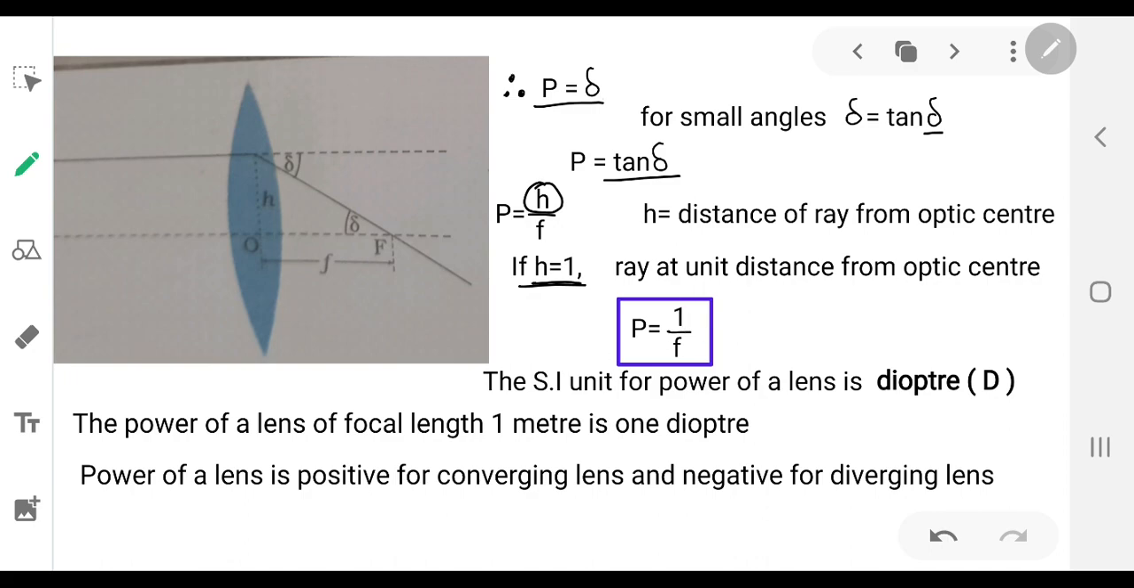So by this equation, we can write power of a lens is equal to reciprocal of the focal length of that lens. Now the SI unit of power is dioptre. If the focal length of a lens is 1 meter, if you substitute F is equal to 1, then the power of a lens will be 1 dioptre. The power of a lens is positive for a converging lens and it is negative for a diverging lens.